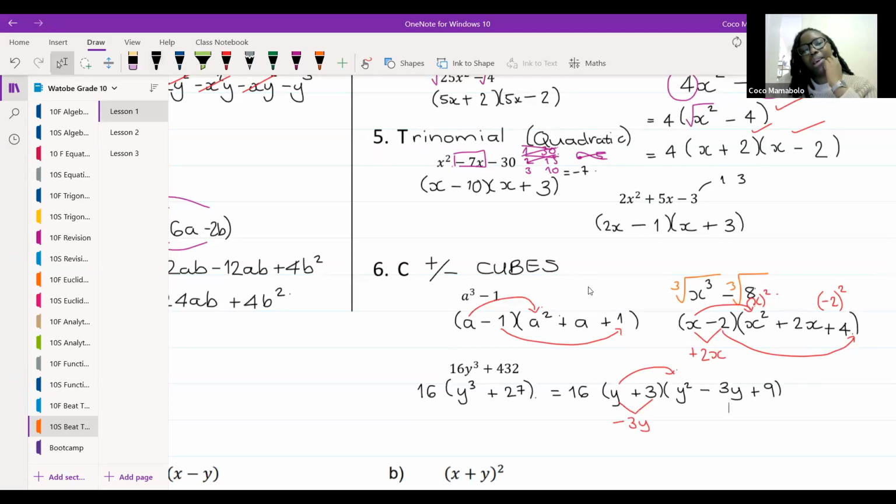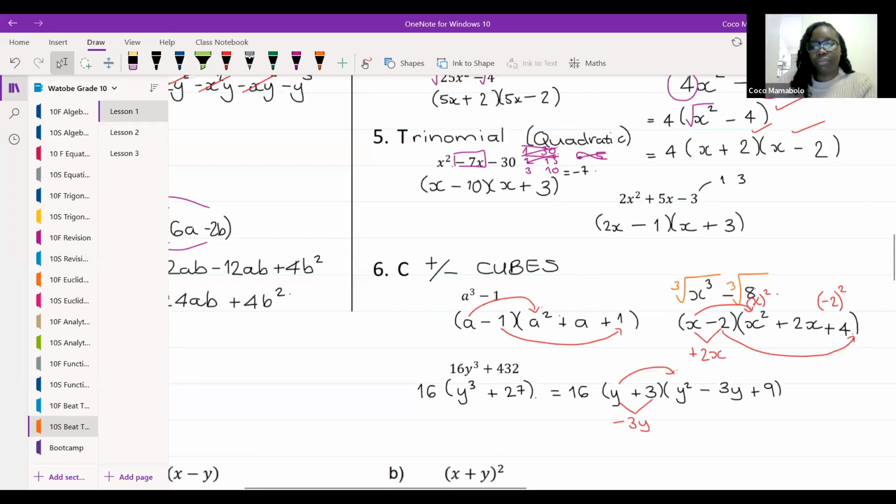Gift says, ma'am, swapping them won't make a difference. What do you mean, swapping them won't make a difference? Like, if I don't change the sign? Because if I don't change the sign, it's going to make a big difference. If you multiply back out, it's not going to work.